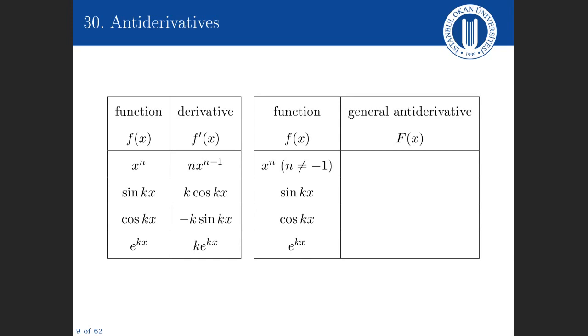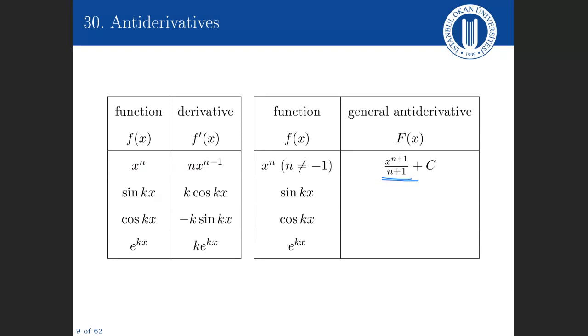First, when we differentiate x to the power n, we're decreasing the power by 1, and we're multiplying by n. How can we do the opposite of that? The opposite of decreasing the power is increasing the power, and the opposite of multiplying by a number is dividing by a number.